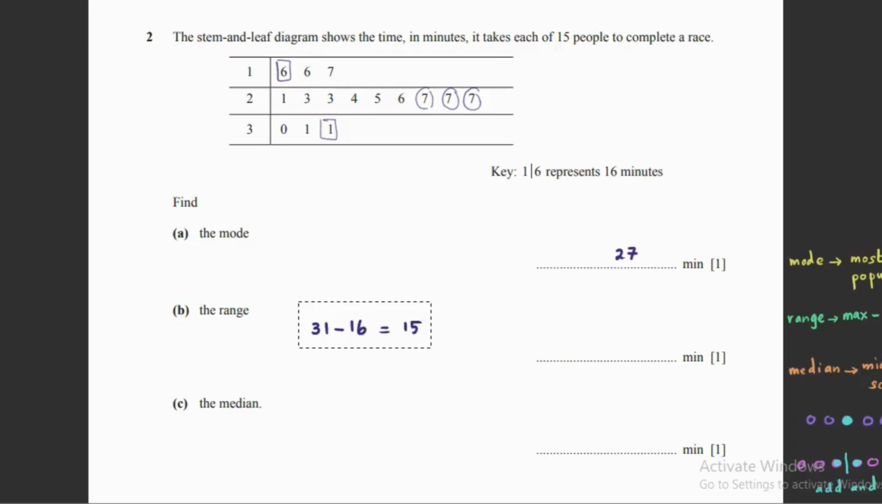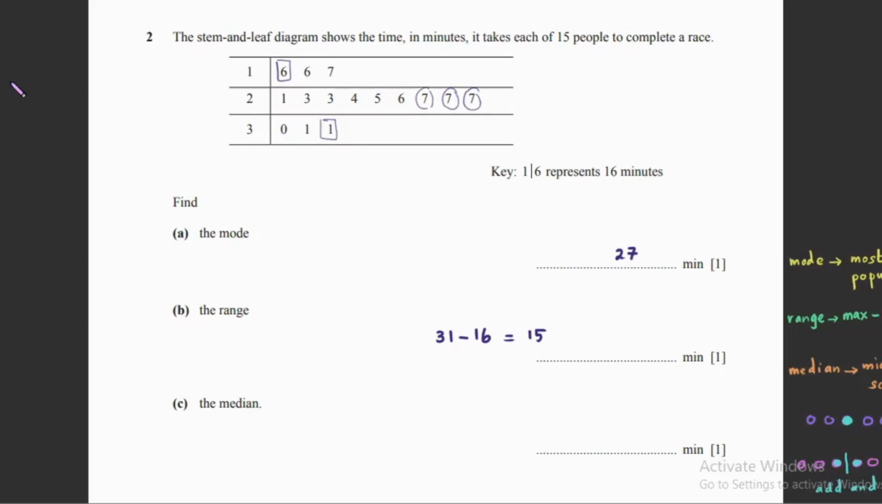Let's move on to question C. In question C, we are supposed to calculate the median. Median is the score in the middle. When you have an odd number of scores, we can easily identify the score in the middle. But when you have an even number of scores, we will end up getting 2 scores. So you need to find the average of the 2 scores. There you need to add the 2 scores and divide by 2.